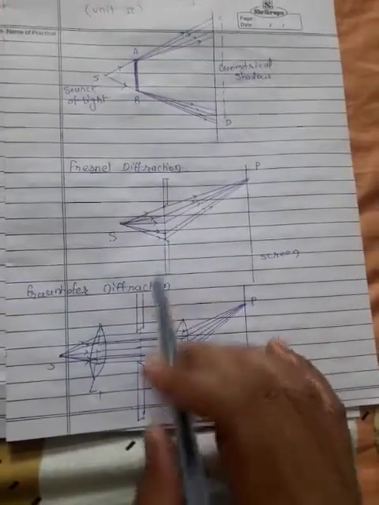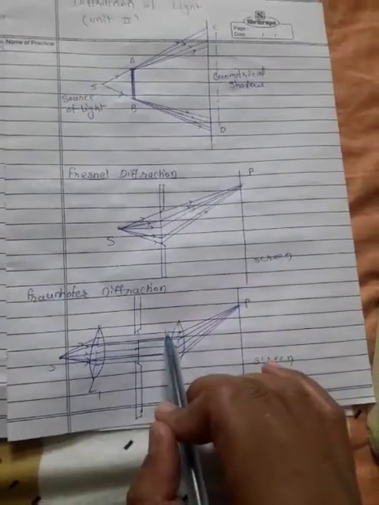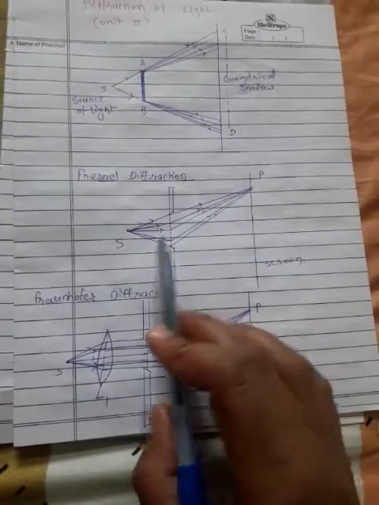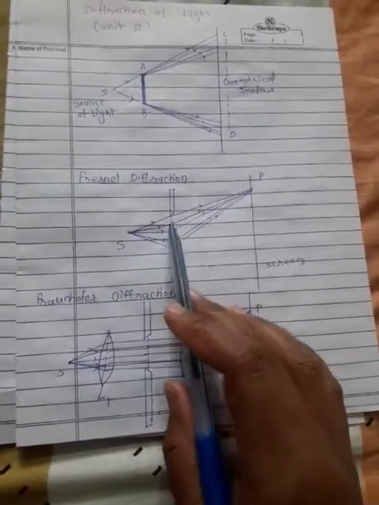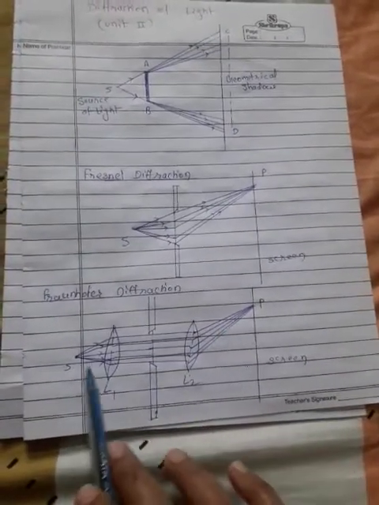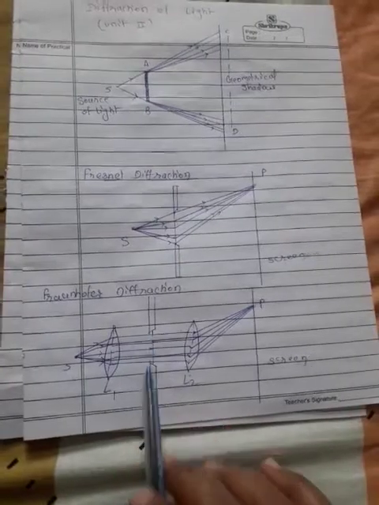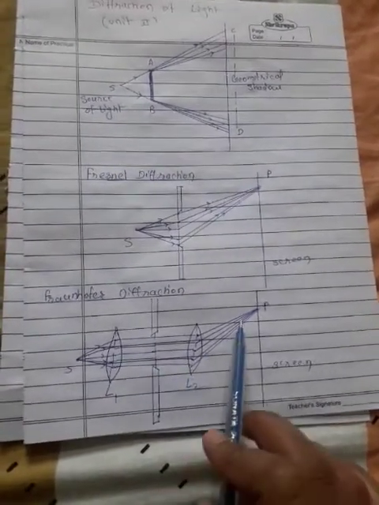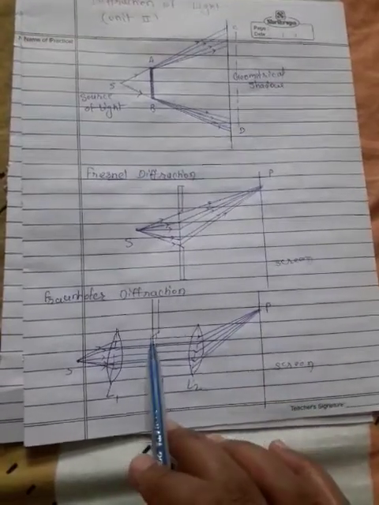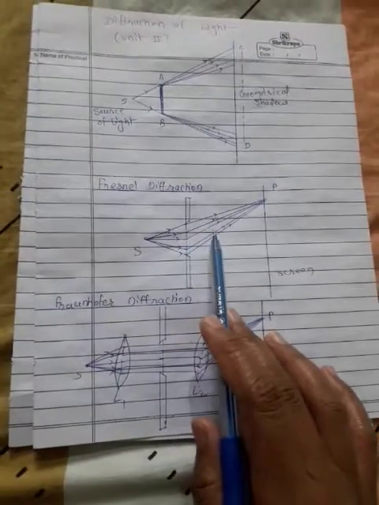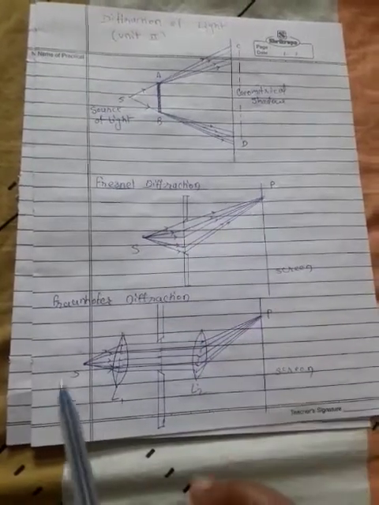The only difference between Fresnel diffraction and Fraunhofer diffraction is that in Fresnel diffraction the source and the screen are placed at a finite distance from the obstacles, and in Fraunhofer diffraction the source and the screen are placed at an infinite distance from the obstacles. In Fresnel diffraction, lenses are not required to observe the diffraction, but in Fraunhofer diffraction, lenses are required.